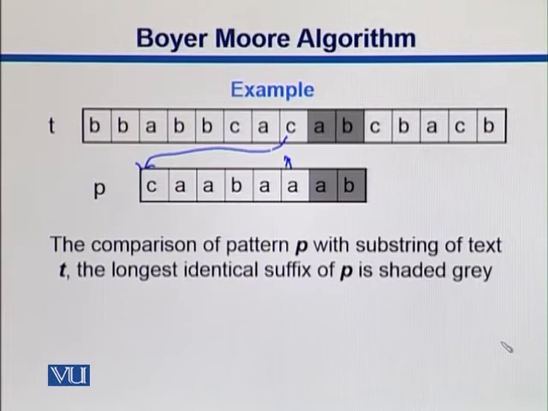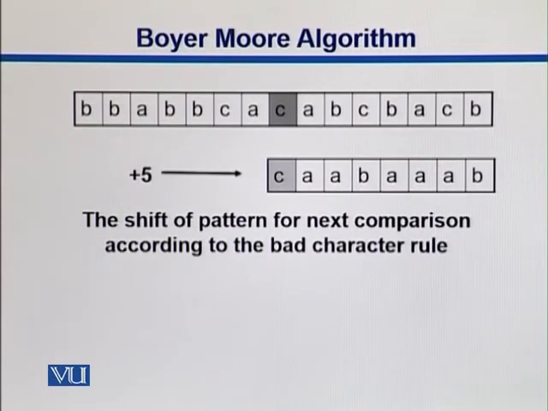That is called the bad character rule. It gives how many shifts are needed so that these two characters correspond. So it shifts the pattern for the next comparison according to the bad character rule. Here it will shift by 5 more characters, so we can align that bad character with the pattern. If it does not exist, it will move even beyond that.